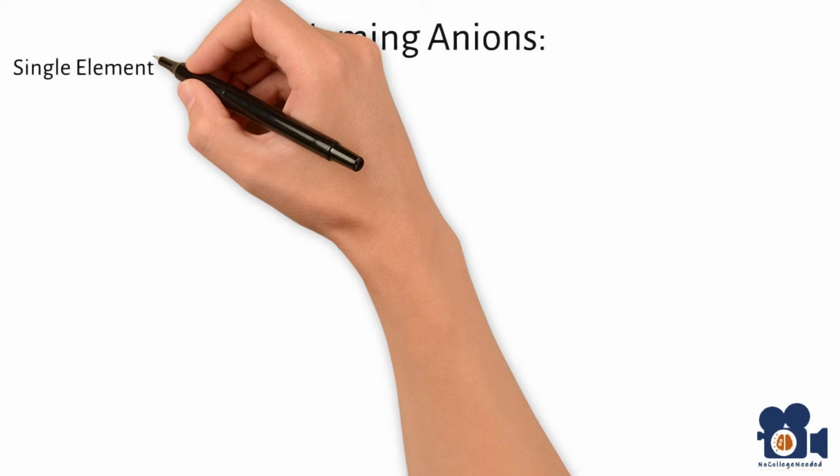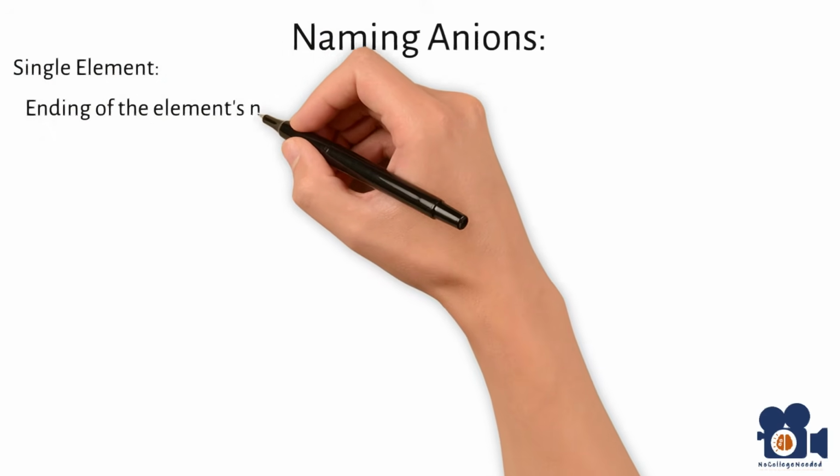When naming anions, there are a few different rules to follow. If the anion consists of a single element, the ending of the element's name is replaced with IDE.